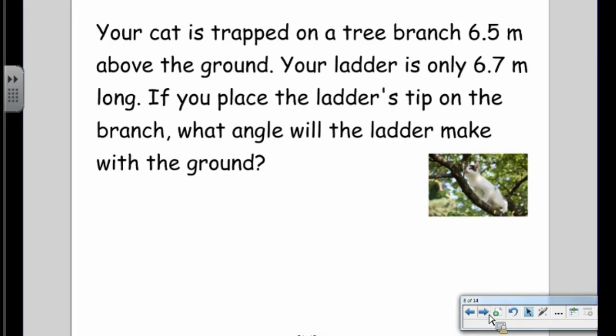So we start off with a right triangle. The cat is stuck in the tree. We are on the ground. I'll put Y for you. You're on the ground. This is the ladder right here. The ladder is diagonal. Okay.